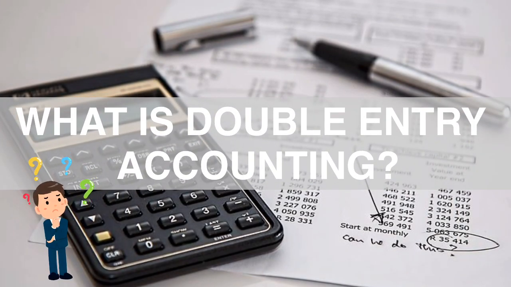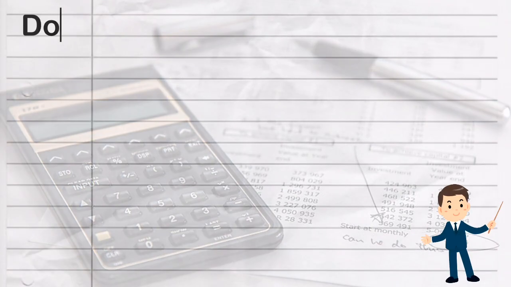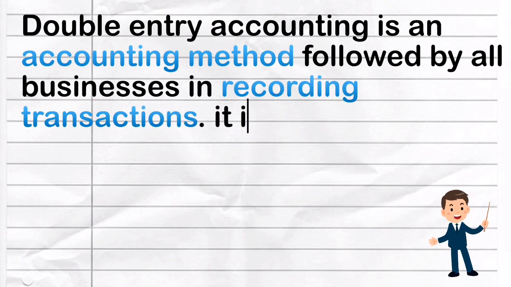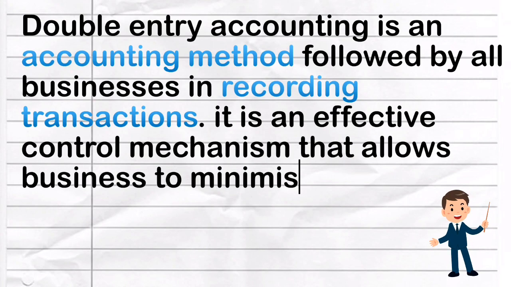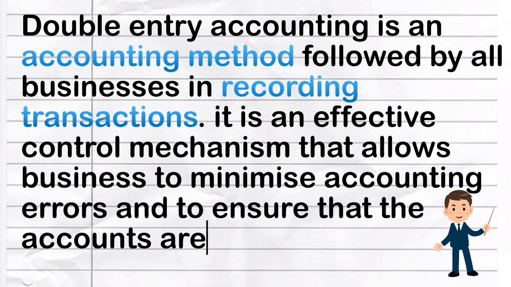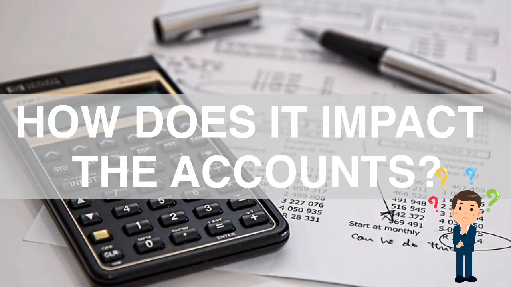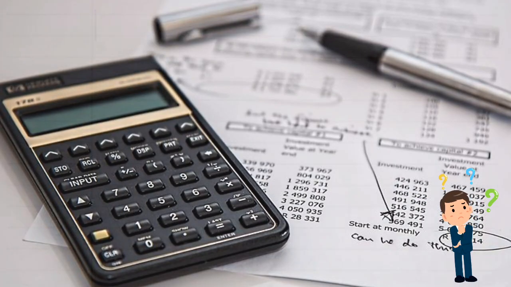So let's get started. What is double entry accounting? Double entry accounting is simply a method used by all businesses, big or small, to book their daily transactions. And by using this method, companies will have minimum accounting errors and balanced accounts. The next question is, what does this method do to the accounts?